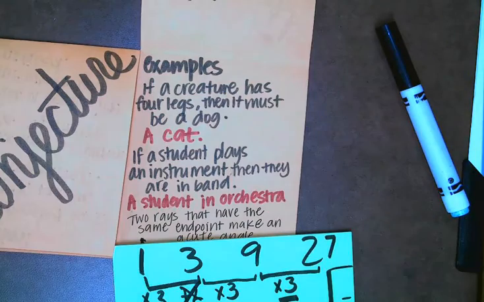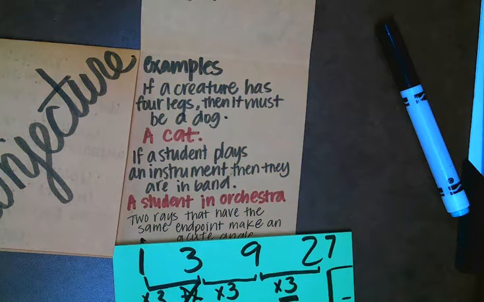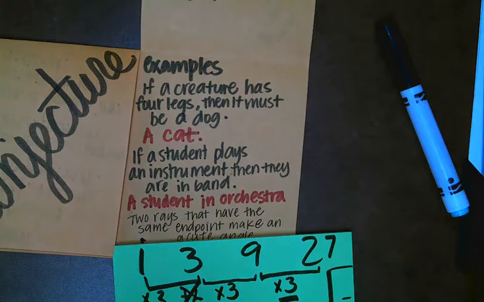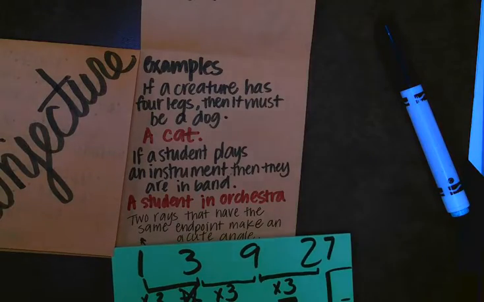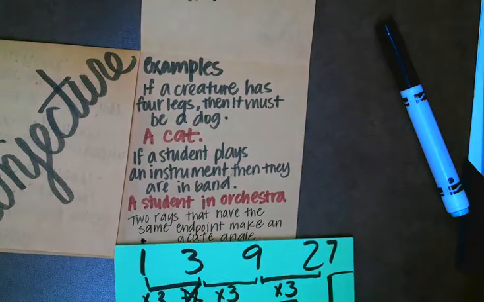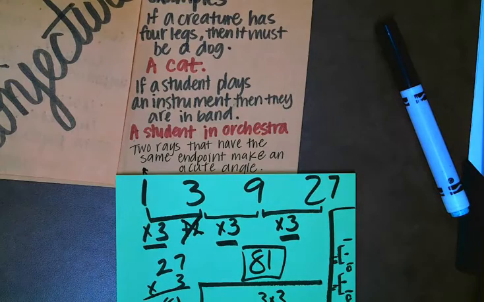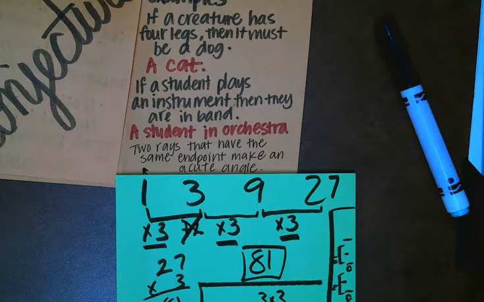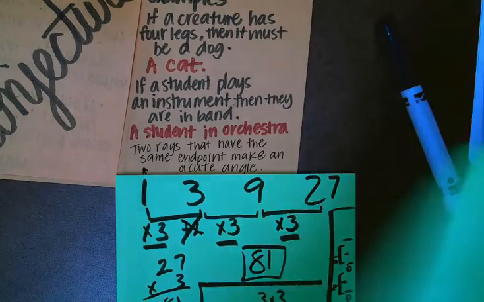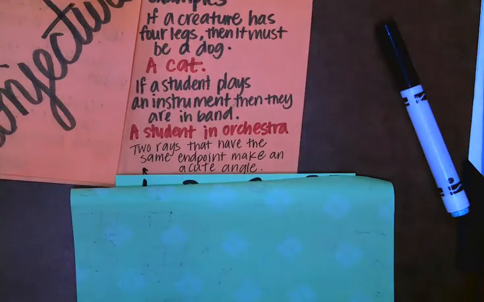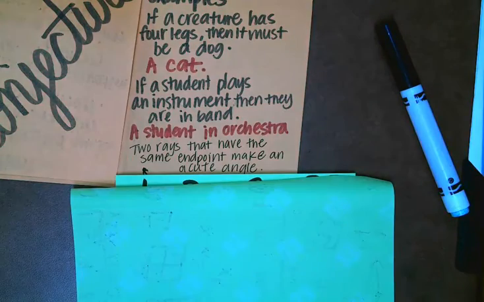Finally, 2 rays that have the same endpoint make an acute angle. Can someone think of a counter example to that? 2 rays that share the same endpoint that, in this example, do not make an acute angle.